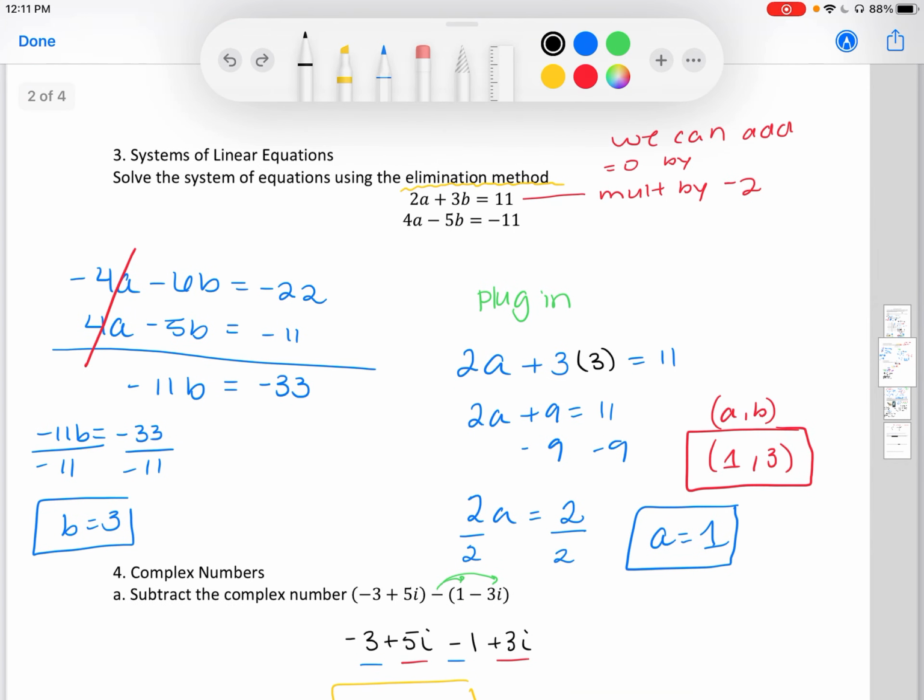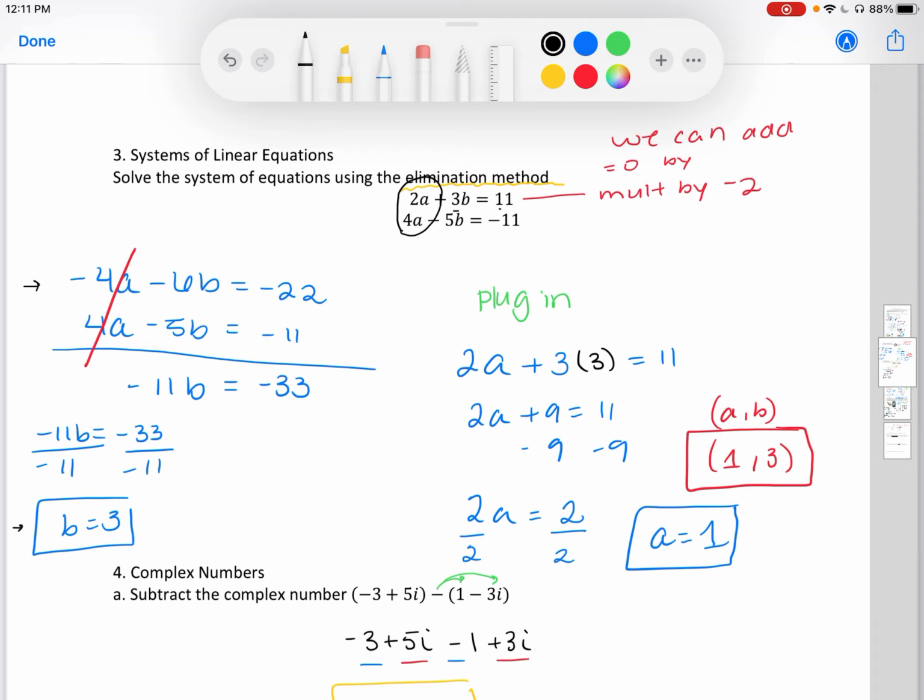Third, we have a system of linear equations where I asked you to solve using elimination. Here, I chose to cancel out the a's by multiplying by a negative 2 to get negative 4. And when I add it with that 4, we get 0. But remember, you have to multiply it to each number, as we see here. We solve and we get b equals 3.